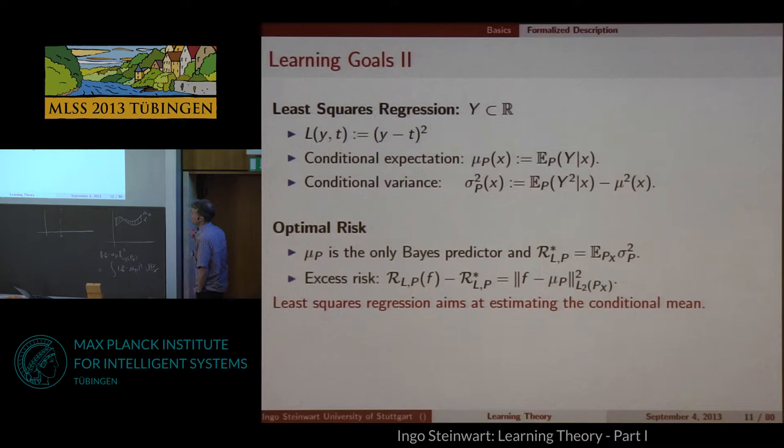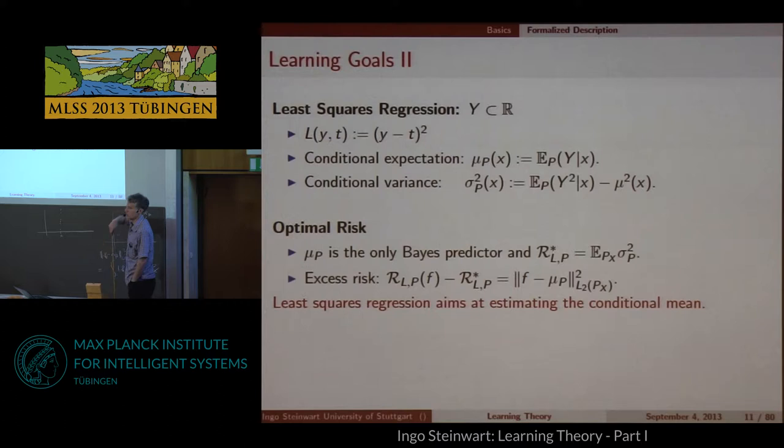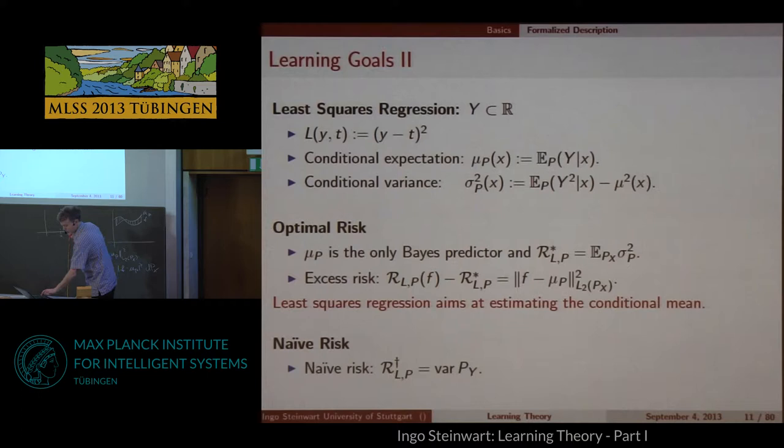And this is what I meant at the very beginning: whenever we choose a loss function, we actually describe our learning goal. So if we choose the loss function to be the least squares loss, we implicitly say we want to estimate the conditional mean. Nothing else. So this is the naive risk. This is probably not so interesting in this case.